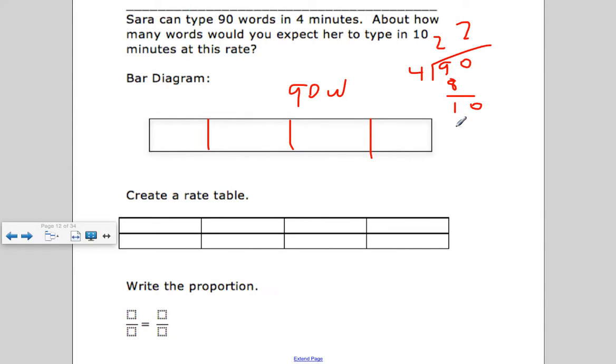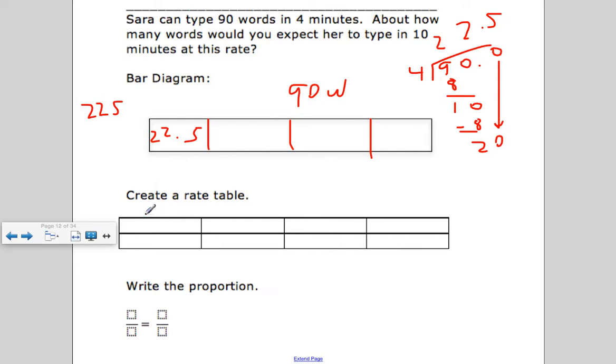That'd be going 2 times, 22. Oh, remainder. How can I put it without changing the value of this 90? Put a 0.0. Can 4 go into 20 5 times? So it's 22.5. So she can type 22.5 words every minute, per minute, each minute. So we know it's 22.5 per minute. Then if you multiply 22.5 times 10, you'll get 225 words in 10 minutes.